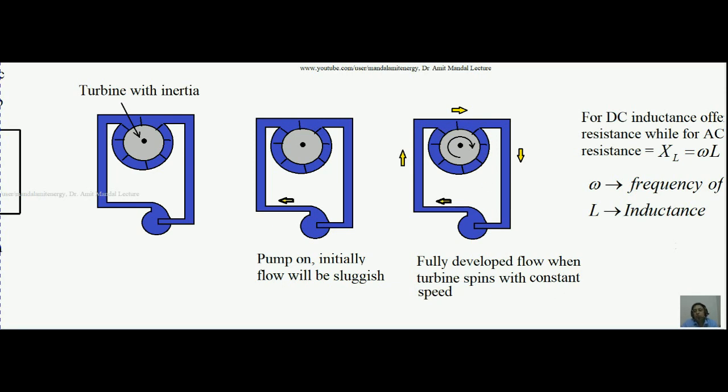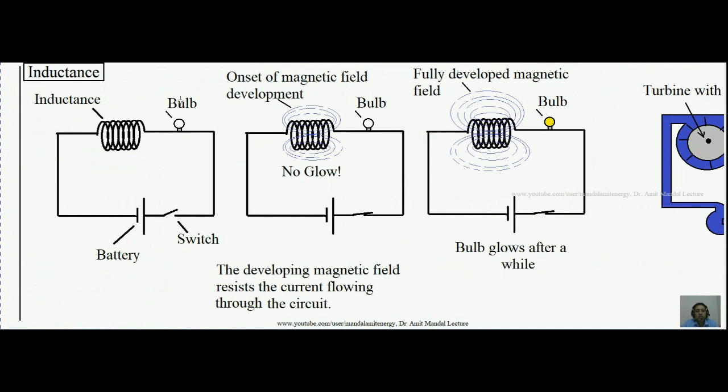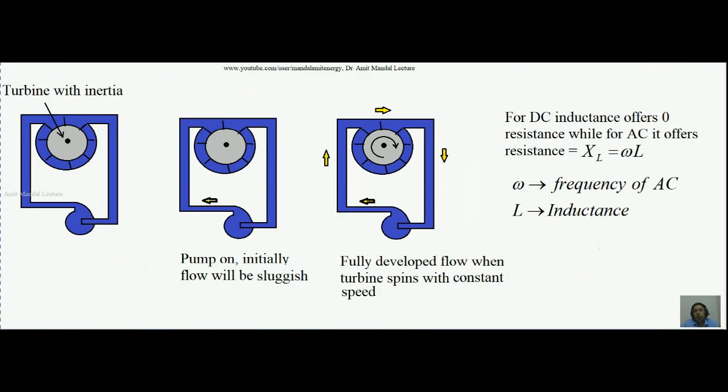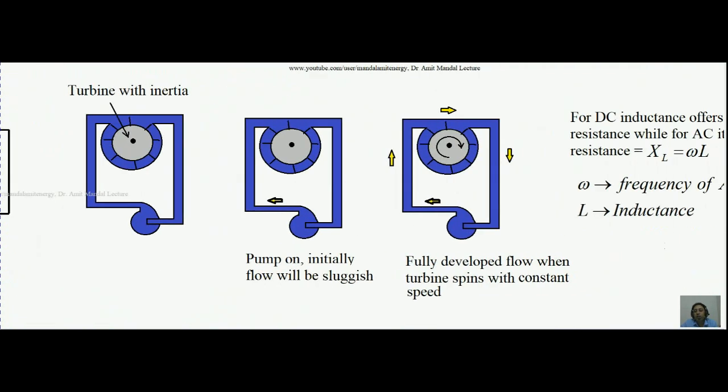Okay, so for DC, inductance offers zero resistance, though it offers resistance for a short while. Ultimately it will become zero resistance forever once the magnetic field is developed. Okay, now for AC, the inductance offers high resistance. How can we understand this?